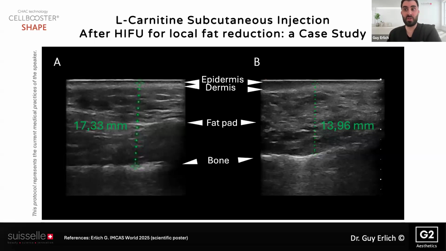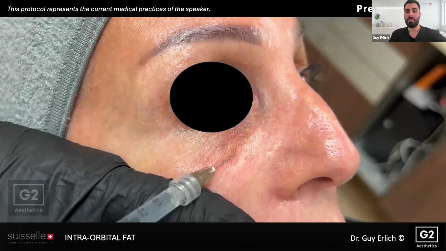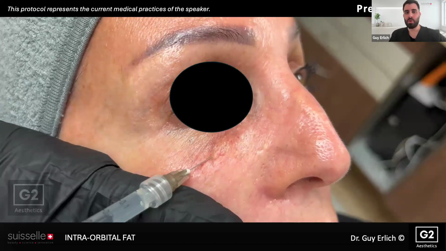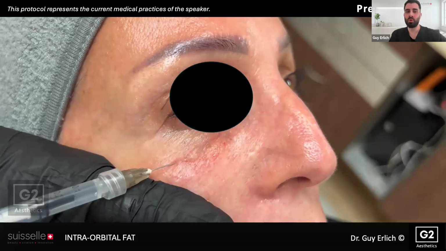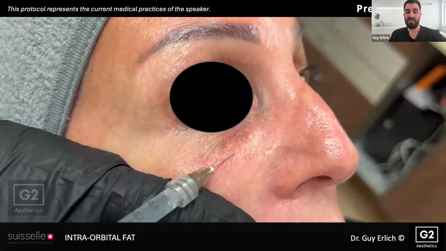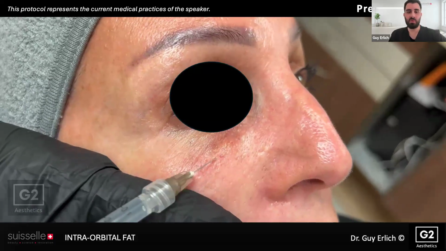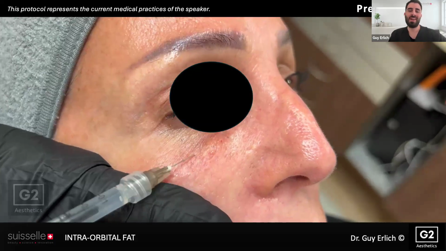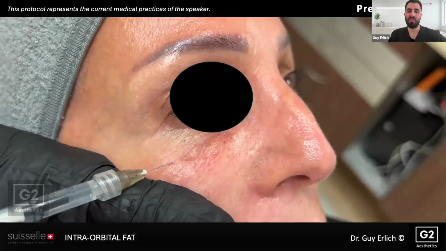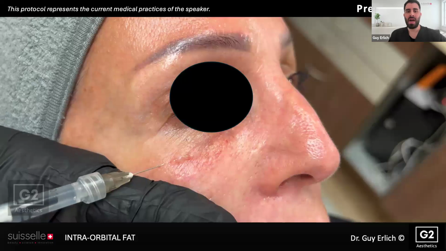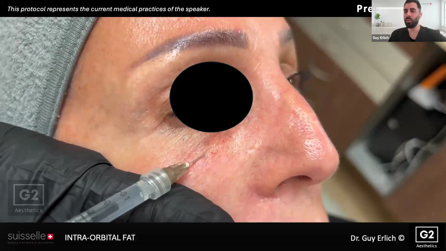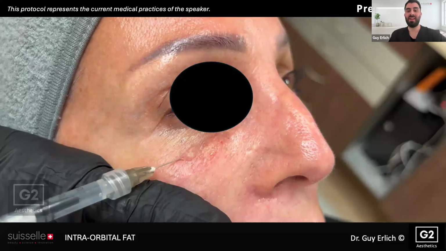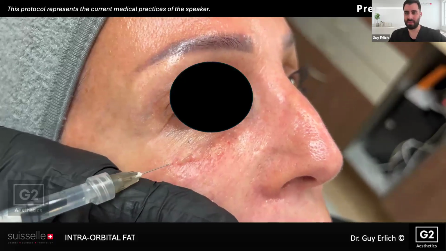the skin subcutaneous tissue, where the superficial fat bed is located, changes both in thickness and structure. And my injecting technique is very easy. I'm using, as you see, a big gauge needle, 27 gauge, because I do not want to target the skin. I want to target the fat bed. I am inserting only the tip of the needle, maybe 1 to 2 millimeters, and I'm injecting Cell Booster Shape into the intraorbital fat bed. I'm using an angle of 45 degrees because again, I don't want to target the skin with Cell Booster Shape. I want to target the intraorbital fat bed that is prolapsing.